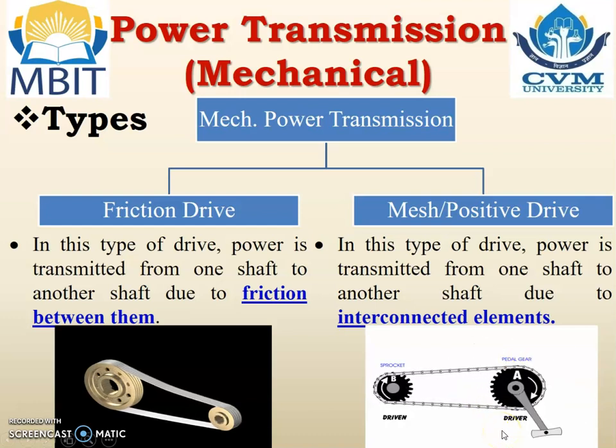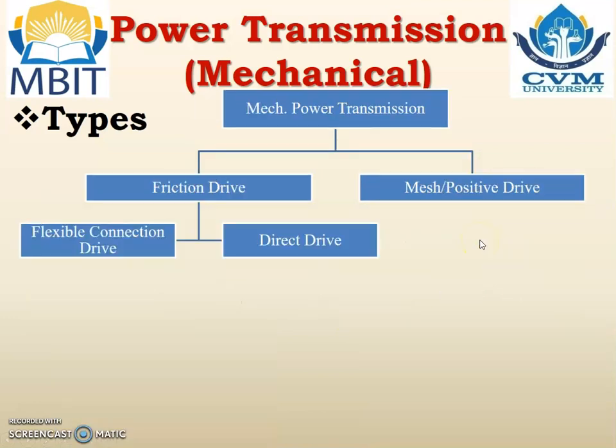So here we don't require friction. Here we put lubrication because we want to reduce the friction. Now if friction is there here, then what will happen? It will reduce the power transmission. So here the mass or positive drive is due to mainly interconnected elements. So there are 2 main types of power transmission, friction drive and the mass or positive drive.